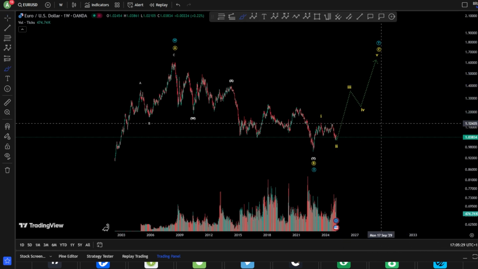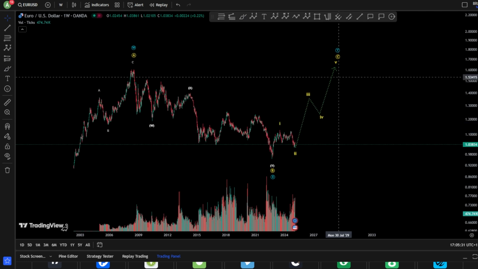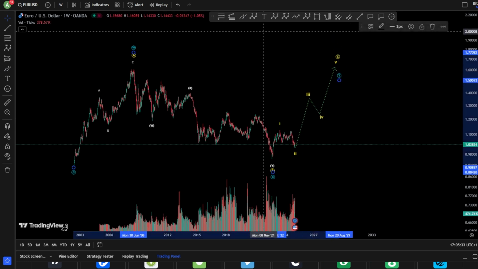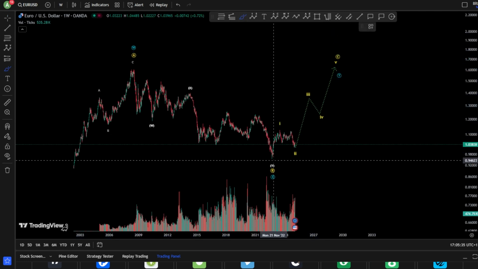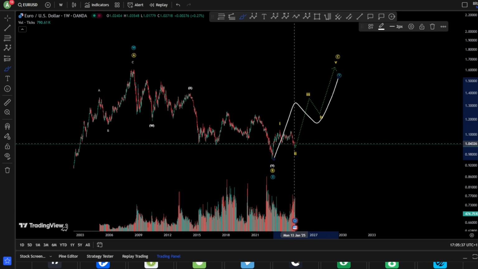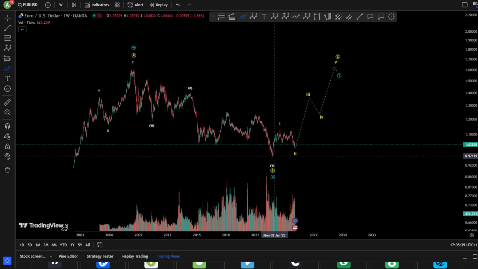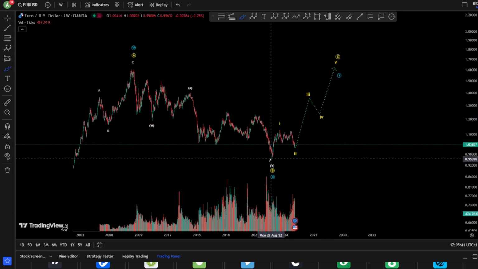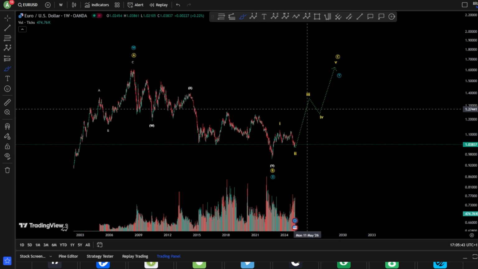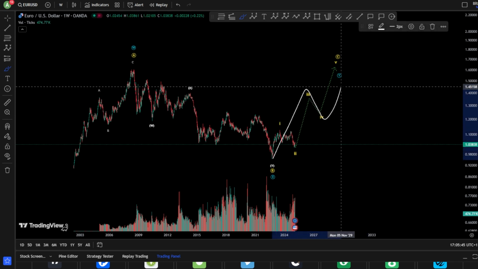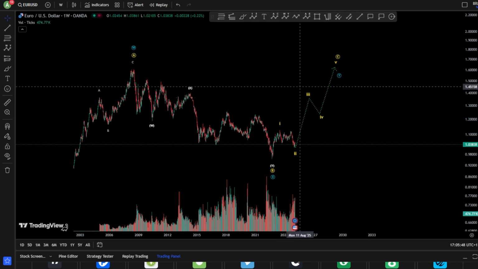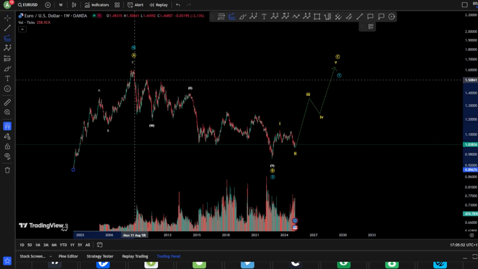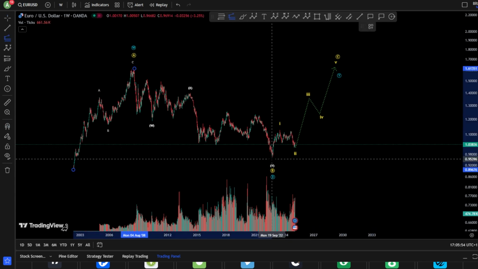Now, what is the difference? The difference with the wave Y is that you would like it to reach with a different structure, probably a zigzag, or probably a flat, or probably even a triangle. However, the higher possibility here is, of course, still for a zigzag for a little bit higher prices. Another difference between the wave C and the wave Y is, of course, the targets.